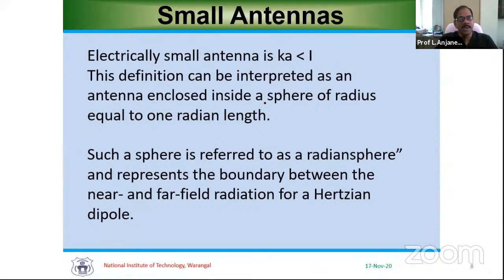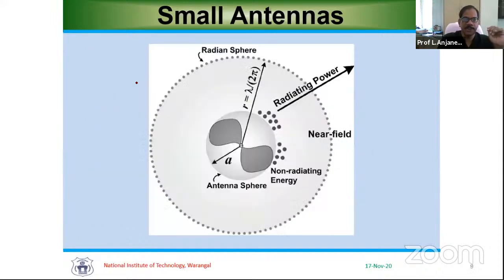Therefore, it is now interpreted as an antenna enclosed inside a sphere of radius equal to 1 radian length. Such a sphere is generally called a radian sphere. So even in millimeter wave, we can now build antennas that are very, very small in size. This slide shows you the meaning of the radian sphere that I've talked about.